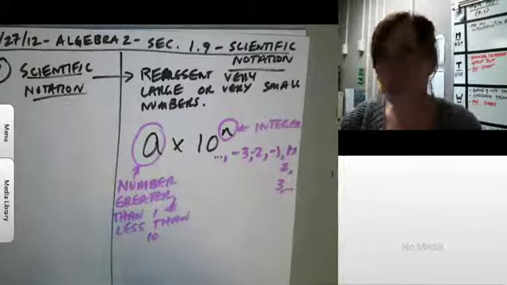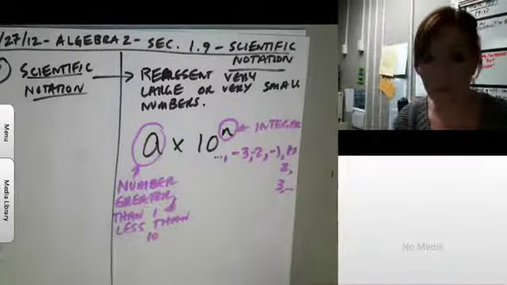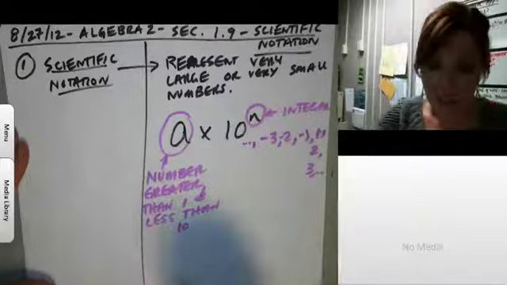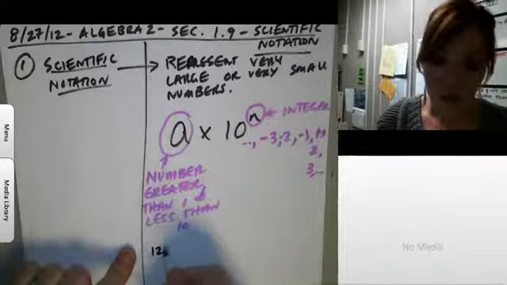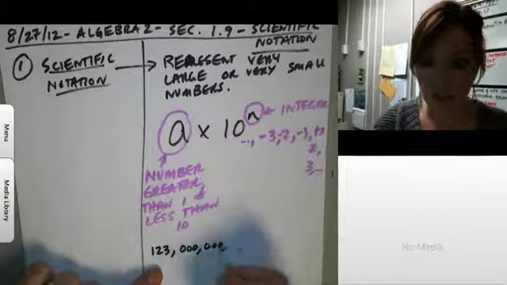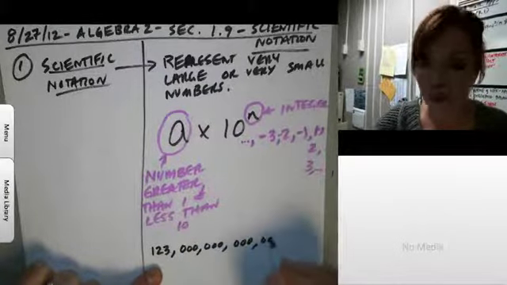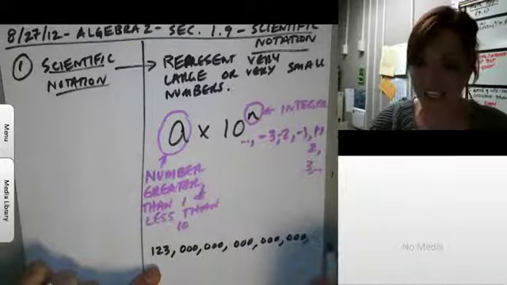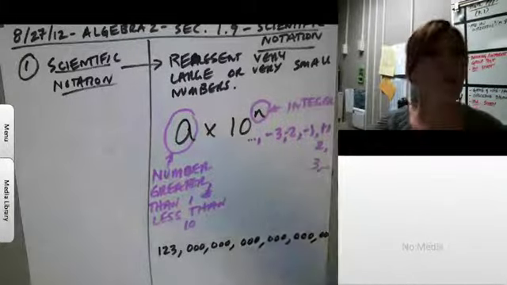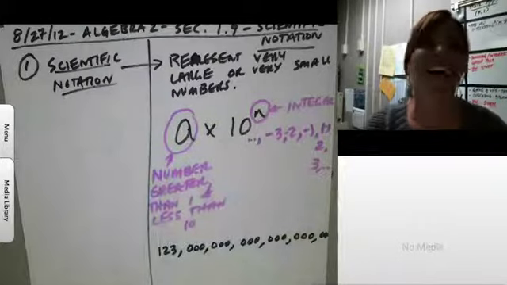Okay, so let's do a really quick example here. If we're going to put something into scientific notation, let's do 123, and then a long string of zeros. Okay, we'll stop there. I was getting into a beat there, but you guys weren't going with it.